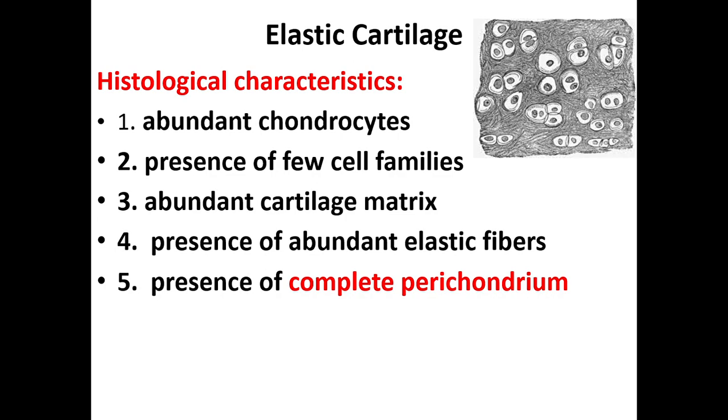If we go into the histological characteristics: abundant chondrocytes, presence of few cell families, abundant cartilage matrix, presence of abundant elastic fibers, and take note again, presence of a complete perichondrium. So what differs here will only be the number of the cell families and the presence of elastic fibers compared to the collagen fibers in hyaline cartilage, but the same characteristic of a complete perichondrium.